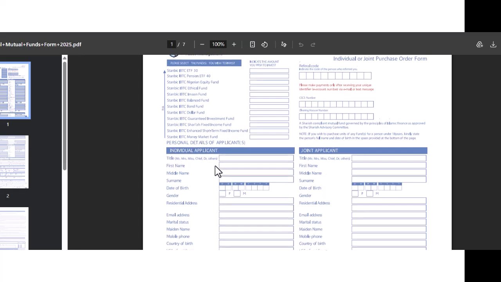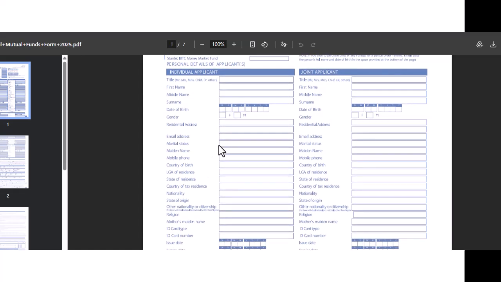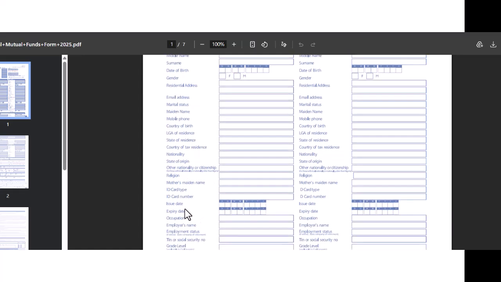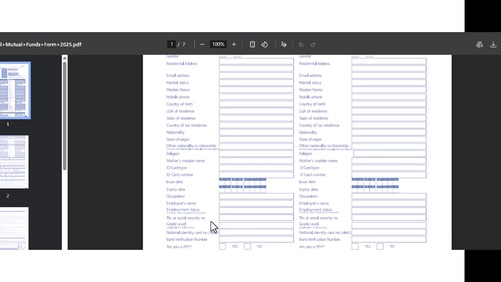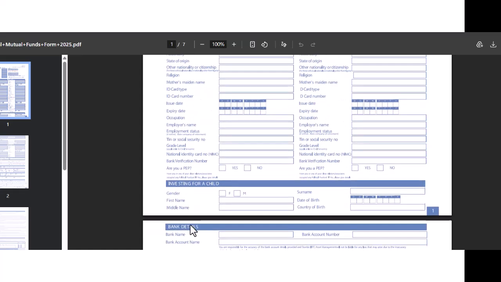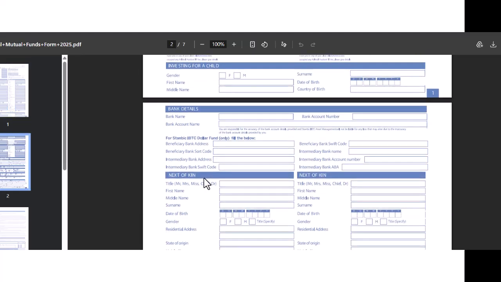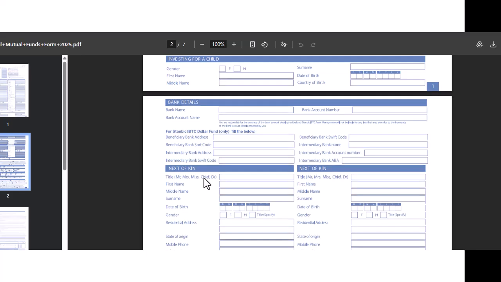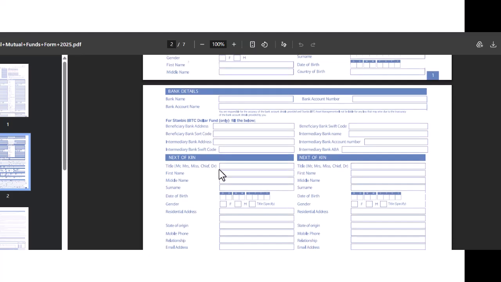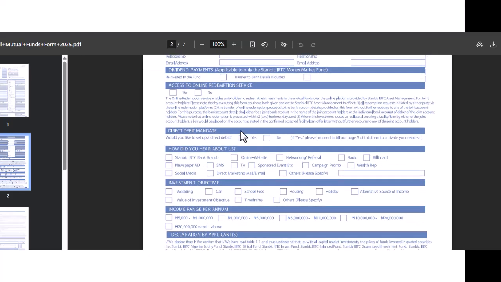So you're going to provide your name. Everything is stated right there. Email address, marital status, your name, country of birth, local government, ID card, issue date, employer's name. So I think these are the things that you need. This is the second page. The bank details, your account number, then scrolling down.